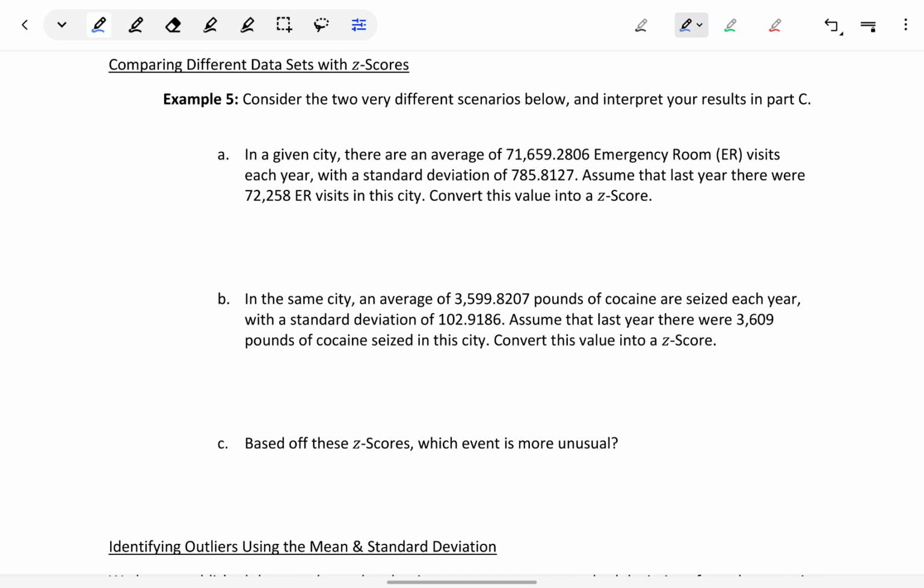So these two data sets have nothing really in common. The context is different. The numbers are very drastically different. But when we start in part A, converting this into a z-score, what we're going to do is put both numbers on a standardized scale.